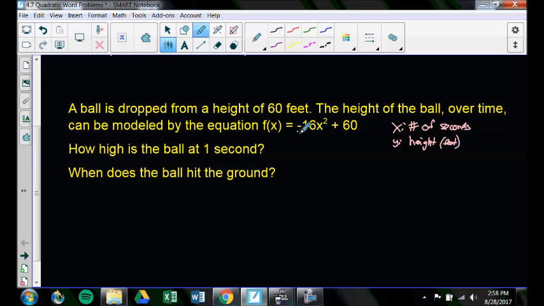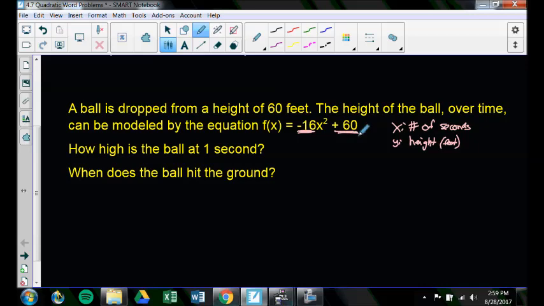This negative 16 here represents the force of gravity pulling things down towards the Earth. So gravity pulls things, when we're talking about feet, at a rate of 16 feet per second, which means every second a ball is traveling 16 feet per second faster. So at 1 second, the ball's going down 16 feet per second. At 2 seconds, it's going 32. And at 3 seconds, it's going 48. And it just keeps traveling faster and faster over time. And this right here represents the starting height. Height was 60 feet high.